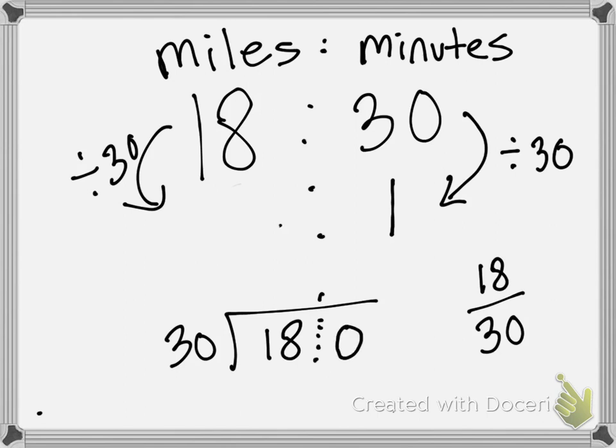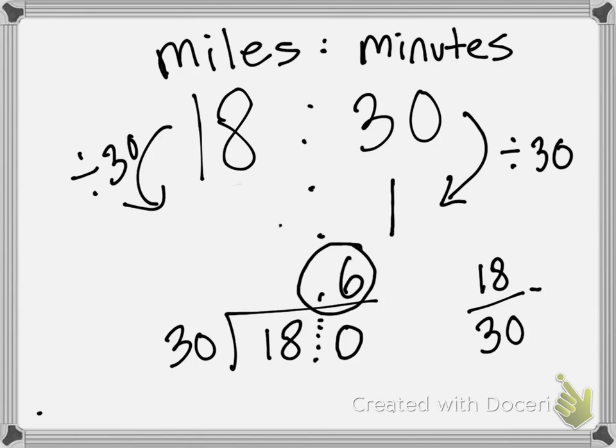We add our 0. How many times does 30 go into 180? 6. What is it, Trey? 6. So what do we get as our answer? What is our answer then? 0.6.